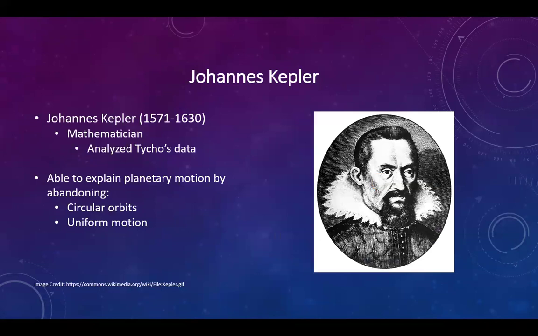Now, Johannes Kepler lived from 1571 to 1630. And he was actually the guy who was able to explain planetary motion by putting together a model. He worked as Tycho's assistant, and when Tycho died, he absconded with a whole bunch of Tycho's data. And honestly, he basically stole it. Because Tycho was super secretive about it.